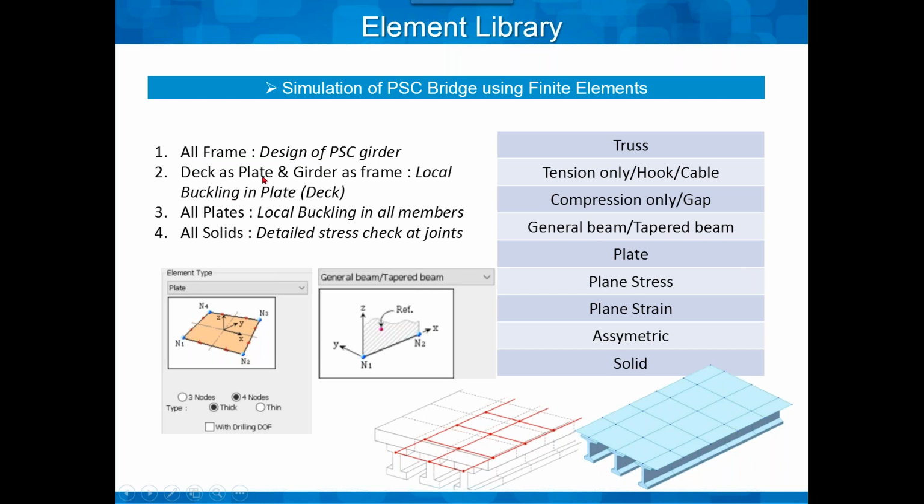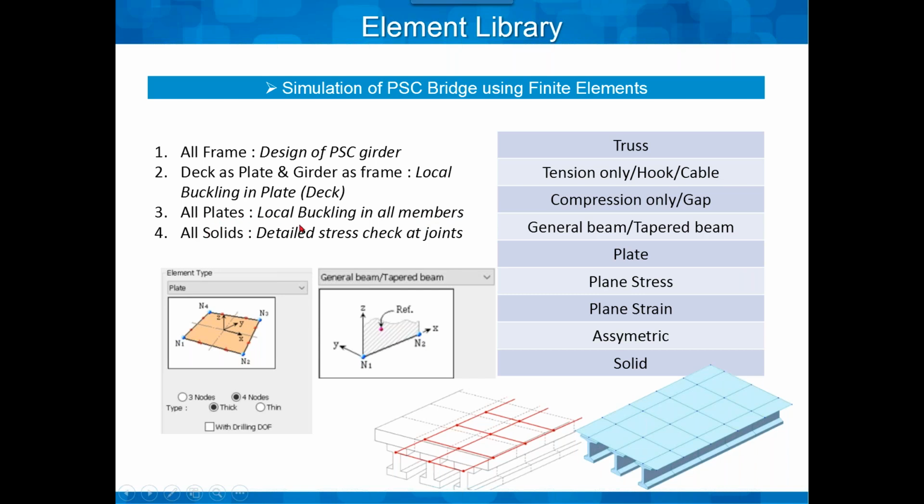The next approach is the deck as plate. That means your deck member will be modeled using plate elements, and the girder as frame. So the girders will be modeled as frame elements. In this case, you can generate the information for local buckling in the plate, that is the deck. You can also model the entire PSC bridge using plate elements. All will be plate elements, and this would help you check local buckling in all parts of each member. So the finer your mesh, the more local buckling effect you can check in your members.